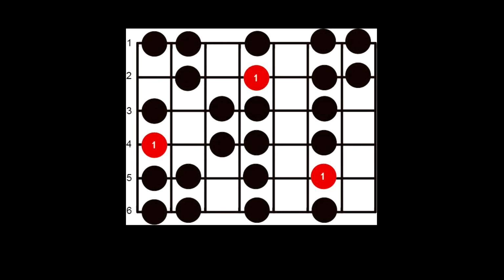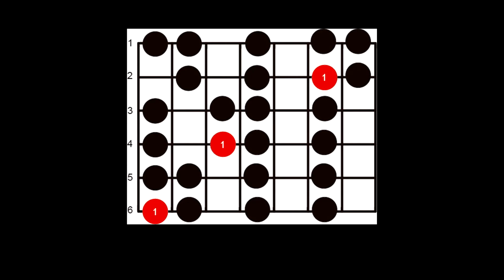The next example is Locrian. This is the last one. And again, we're going to change the root to the next note, which in this case will be B.